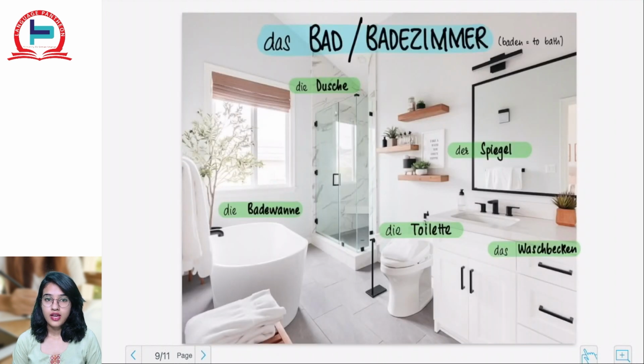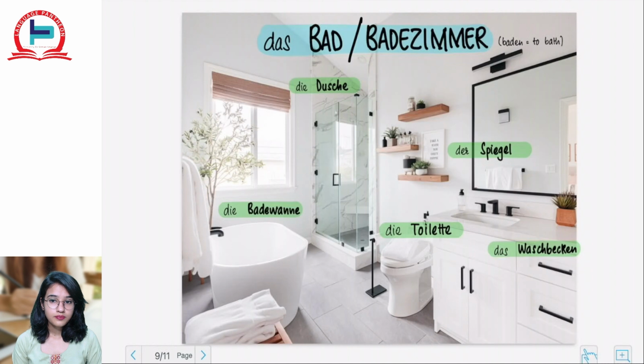And last we have das Bad oder das Badezimmer. Both mean the same thing, both mean the bathroom. You can either use das Bad or you can use das Badezimmer. And the verb here is baden, which means to bathe. So the place where we bathe, that is the bathroom. Das Bad.